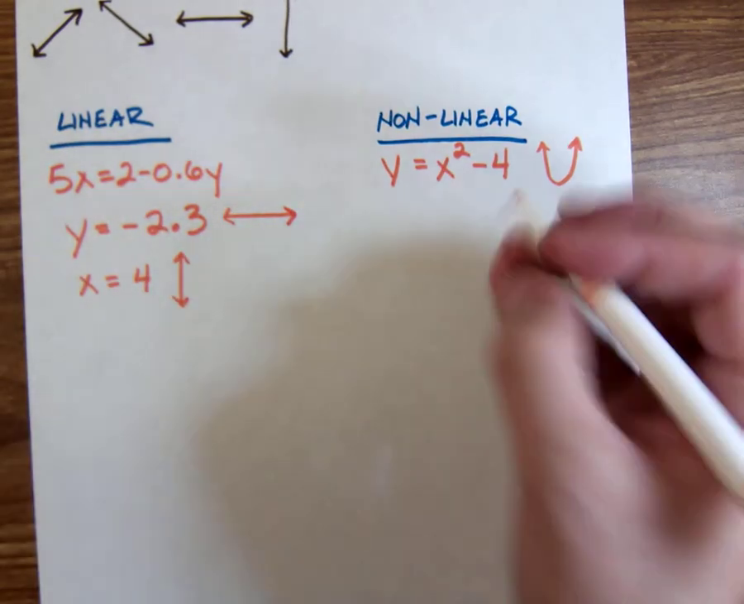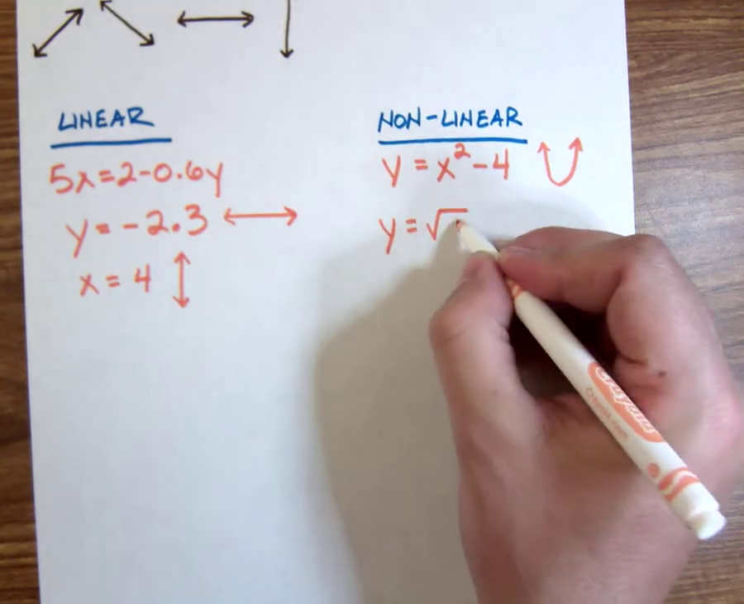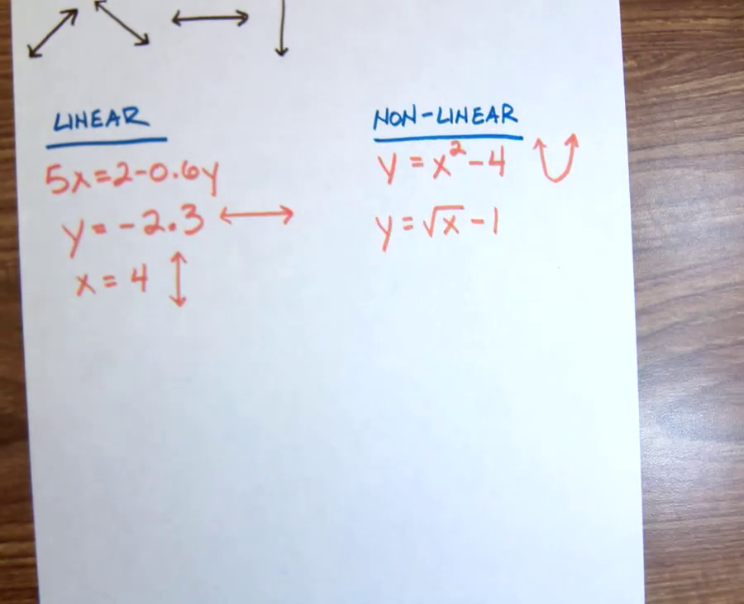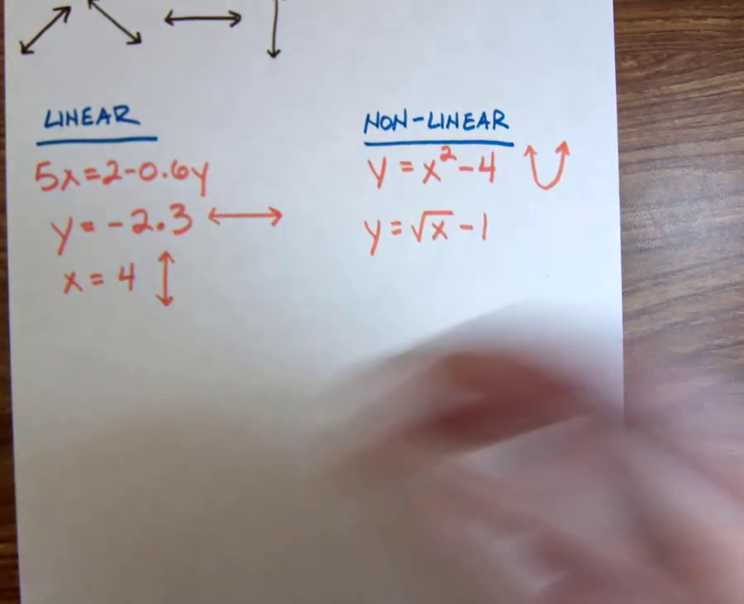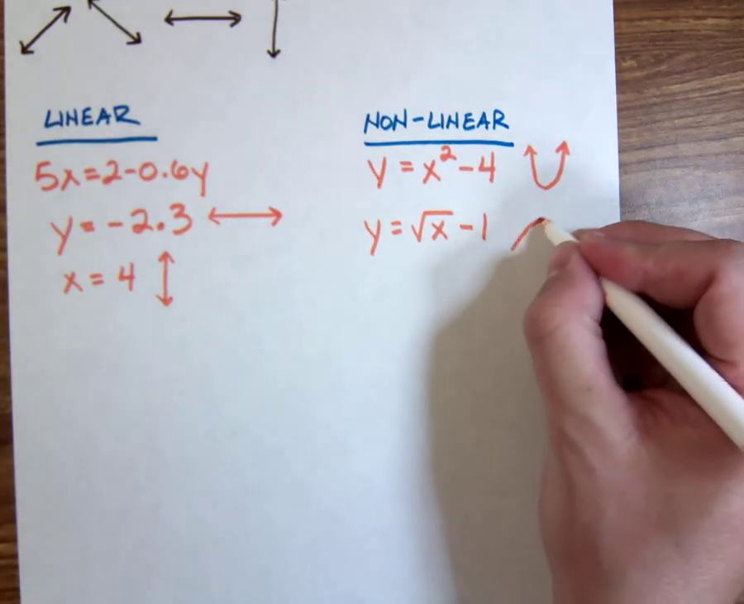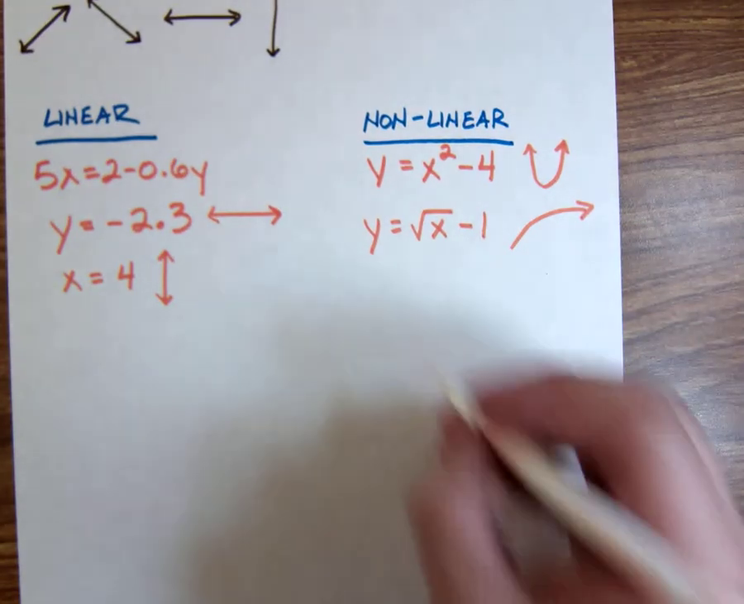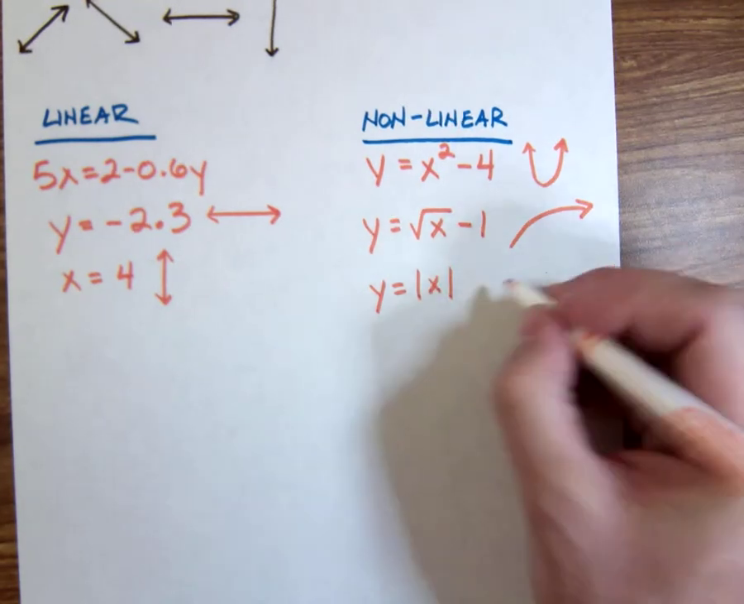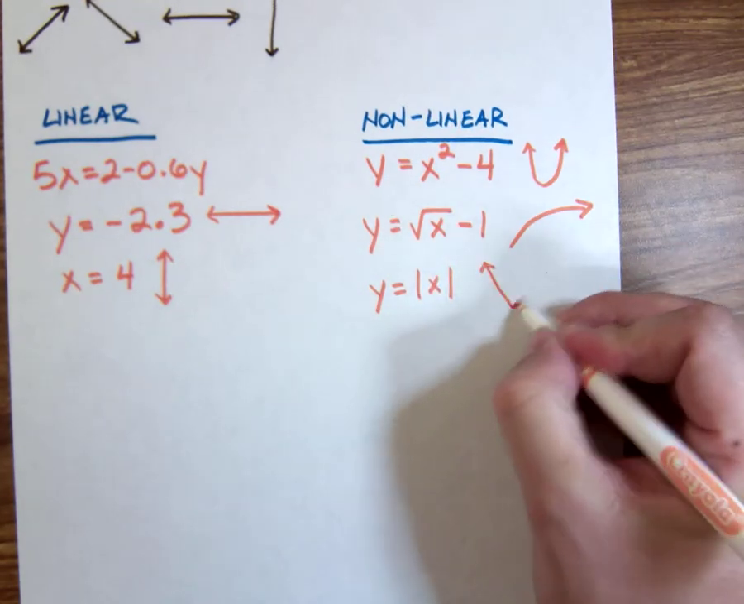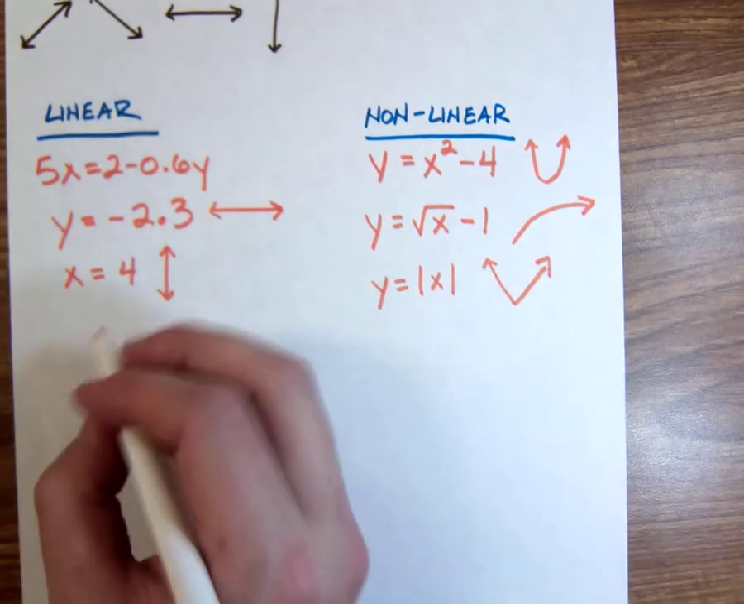Okay, let's put another one in the nonlinear column. There we're taking the square root of x. This one, if I graphed it, would look kind of like that. Sort of a goofy one. I really like the graph. This is not linear, but I like the graph of the absolute value of x because it makes a V shape. That's a cool one. Okay.